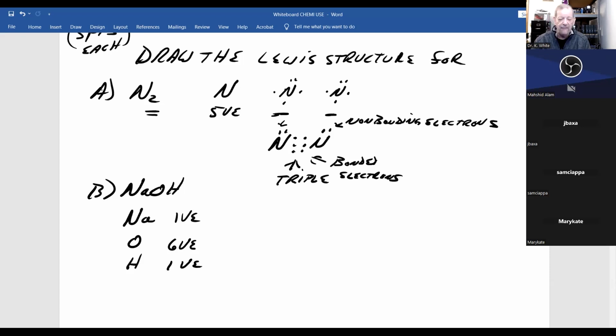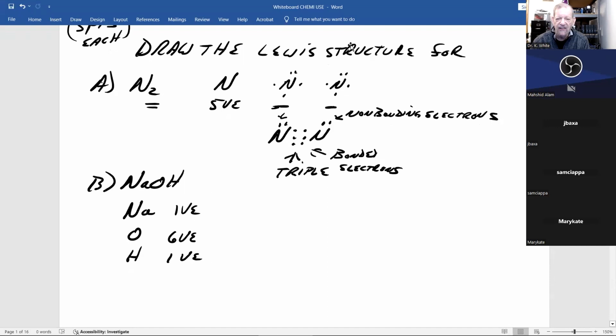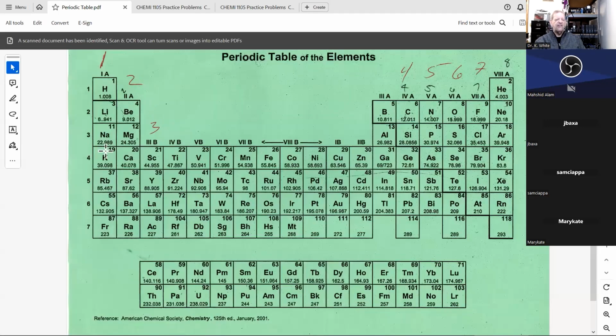How do we know that? Well, you go to your friendly neighborhood periodic table and notice hydrogen and sodium have a 1 on top, 1 valence electron. Oxygen on top, 6. You know your Roman numeral, VI is 6.